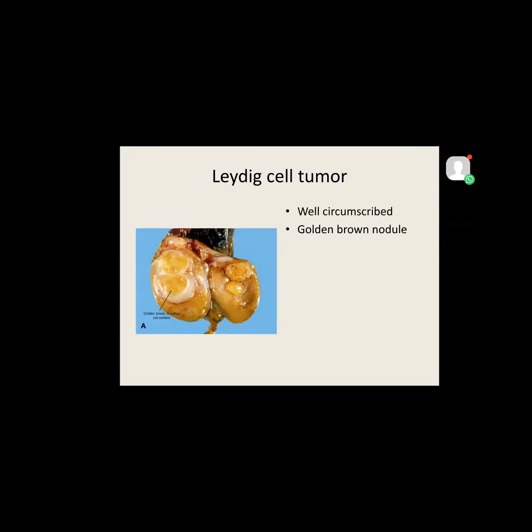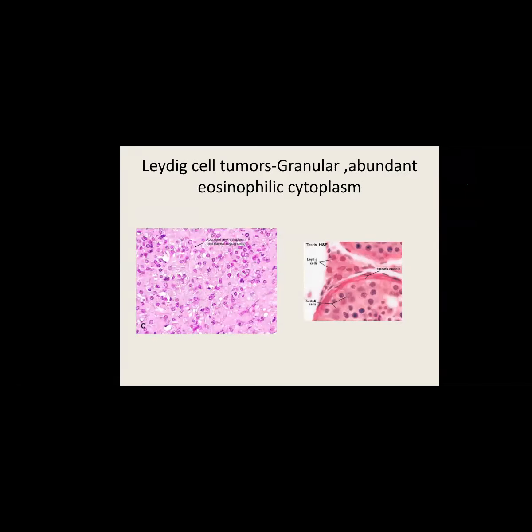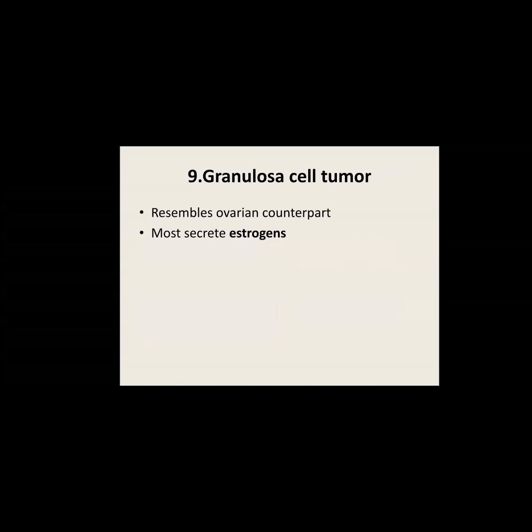How will they appear? They will appear as a golden brown nodule and it will be well circumscribed. Light microscopy, how will it appear? Between the seminiferous tubules and the fibrous area, they are large cells with central nucleus and abundant eosinophilic cytoplasm. On the left side, you would find sheets of large cells with abundant eosinophilic cytoplasm and centrally placed nucleus. This is the light microscopic picture.